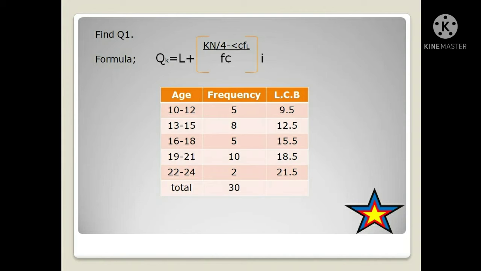We need to add a column for the LCB, which is the lower class boundary. So to get LCB, we need to subtract 0.5 from the lower limit. 10 minus 0.5 is equal to 9.5. 13 minus 0.5 is equal to 12.5. 16 minus 0.5 is equal to 15.5. 19 minus 0.5 is equal to 18.5. And 22 minus 0.5 is equal to 21.5.